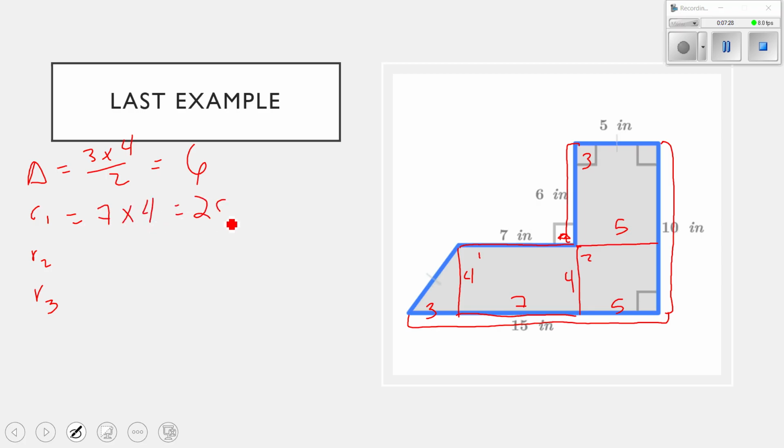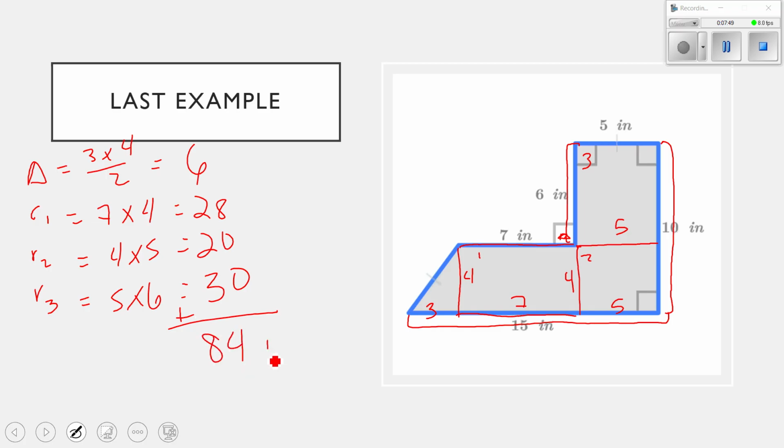My first rectangle is 7 by 4, or 28. My second rectangle is 4 by 5, which is equal to 20. And my third rectangle is 5 by 6, which is equal to 30. You add them all up, and you get 84 inches squared.